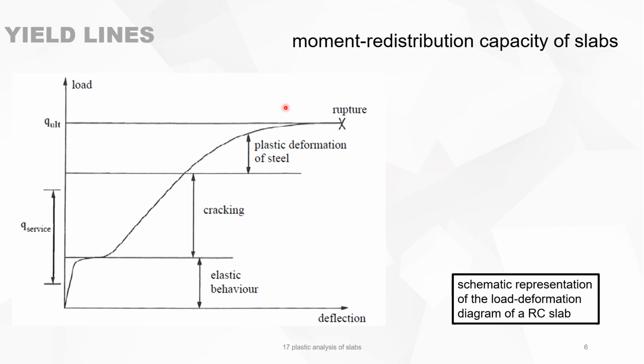A graph like that is a load deformation diagram of a reinforced concrete slab, and you see that this is different from a beam because the moment redistribution capacity of a slab is very high. So in a slab you can have first development of some cracks, but then the zone next to it will crack, and the zone next to it and so on. So you will always have a moment redistribution in the slab.